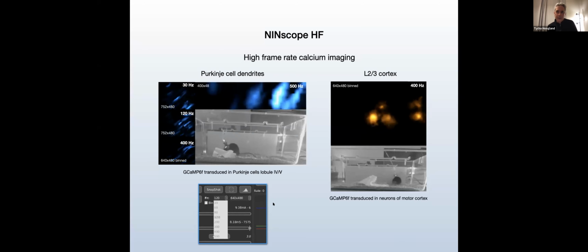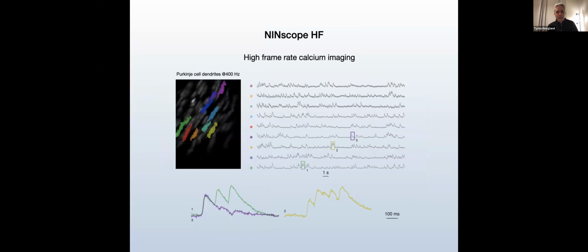And also in layer 2-3 cortex, we did some imaging of activity in cortical neurons. And also there we could acquire in bin mode up to 400 Hertz and still obtain pretty reliable signals. So you can see here some segmented Purkinje cell dendrites, and the colors represent the segmented neurons and the signals that we obtained from them. And then on the bottom, you see the expanded traces, and they show that there's a nice overlap of these individual transients that are predominantly triggered by complex spikes, although not exclusively, but predominantly.